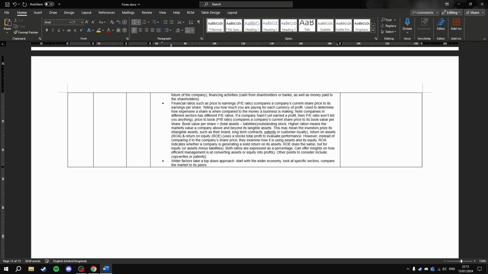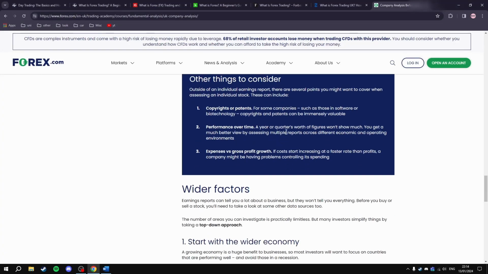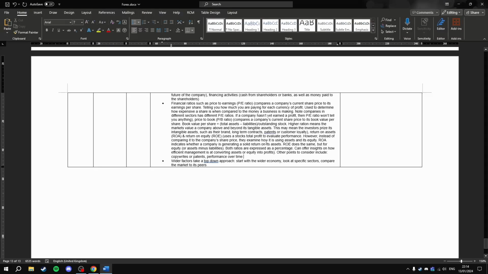Performance over time. A year or quarter's worth of figures won't show much. You'll get a much better view by assessing multiple reports across different economic and operating environments.